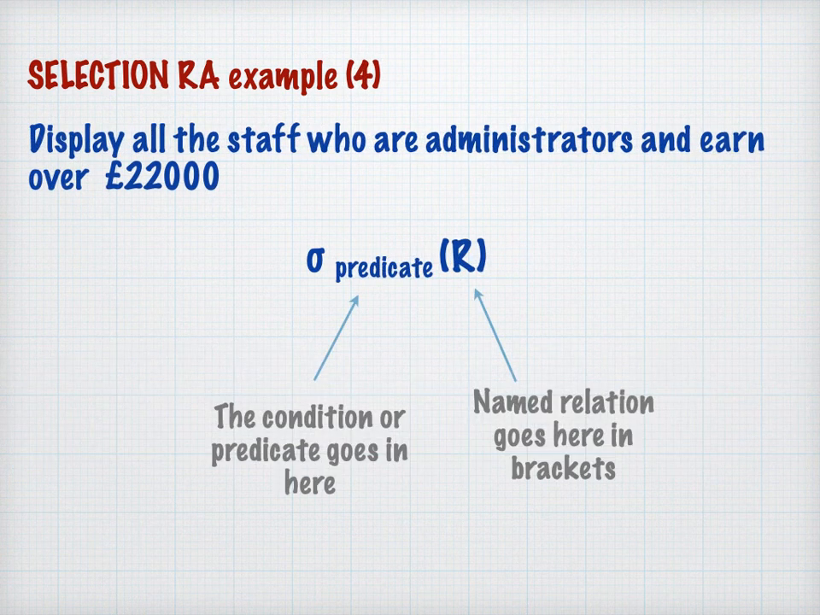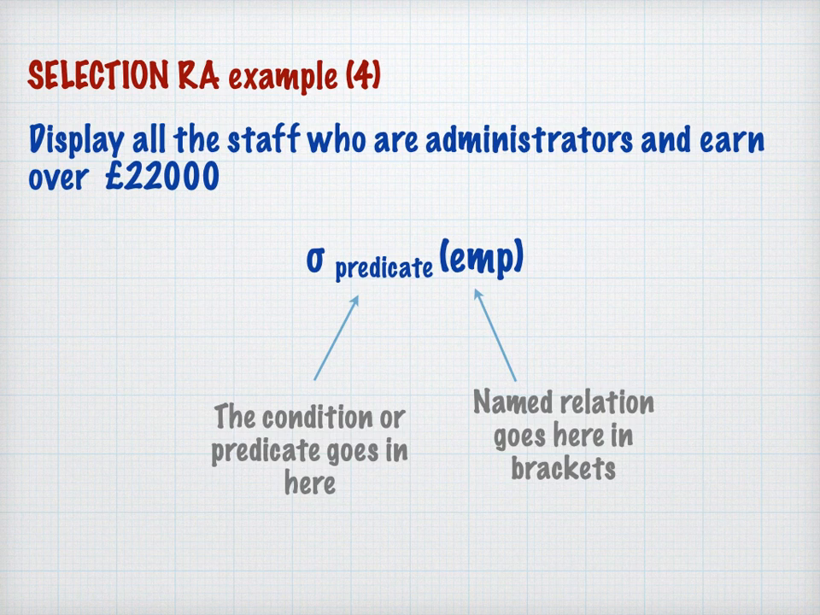One more then. What about show me all the people who are administrators who earn over £22,000? So step one, what's the name of the table? We'd have a think about it. We go, oh yes, it's going to be the emp table, so we pop emp in there. Now this predicate's going to be slightly more complicated because it's going to have two parts. If we think about the condition here, we want to see staff who are administrators, and we want to see staff whose salary is over 22,000.